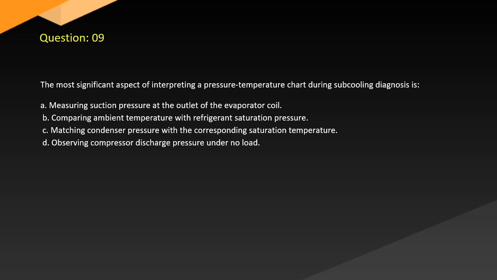Question 9. The most significant aspect of interpreting a pressure-temperature chart during subcooling diagnosis is: A. Measuring suction pressure at the outlet of the evaporator coil. B. Comparing ambient temperature with refrigerant saturation pressure. C. Matching condenser pressure with the corresponding saturation temperature. D. Observing compressor discharge pressure under no load.